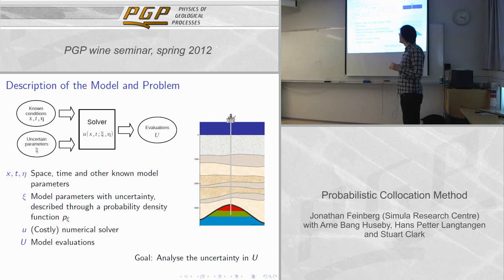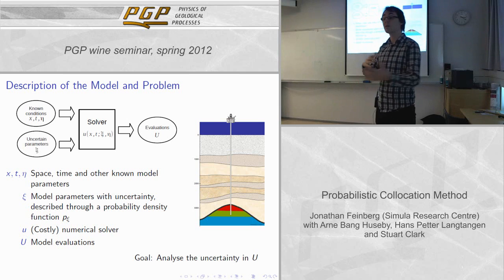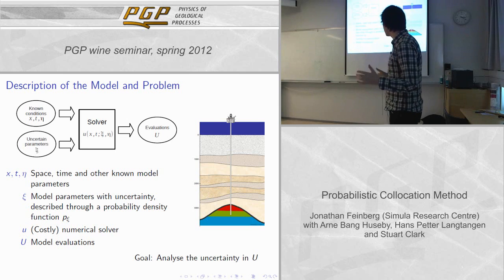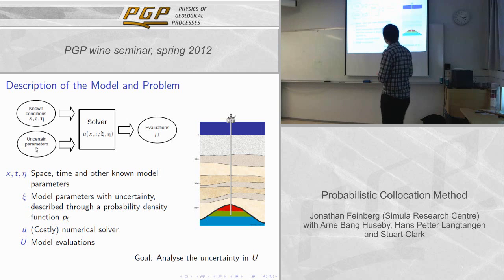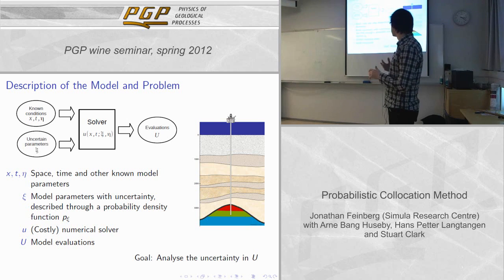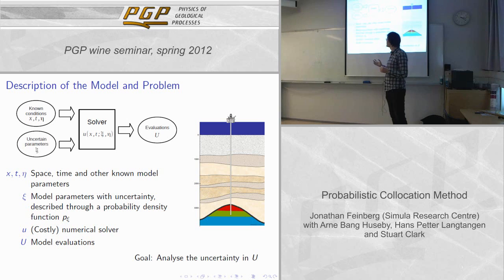The values I put into it, the parameters, are space and time. So we're trying to evaluate over a certain domain. We might have some other known parameters. I summarize that as a vector called eta. So x, t and eta are our known parameters. And this is the important part because of what the uncertainty quantification is. We have some parameters, c in this case, that are uncertain. What I'm saying here is that we don't really know what they are.